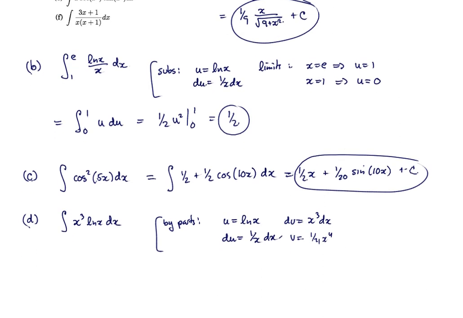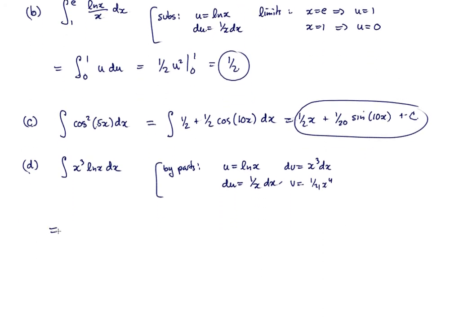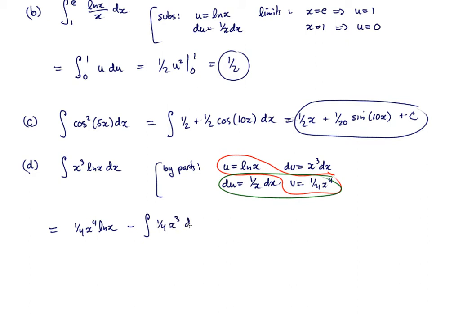And this becomes then 1/4 x to the fourth ln of x. Remember, it's the product of these two minus the product of those two. So this would be minus the integral of the product of those two, which would be 1/4 x cubed dx, which is 1/4 x to the fourth ln of x minus 1/16 x to the fourth plus c.